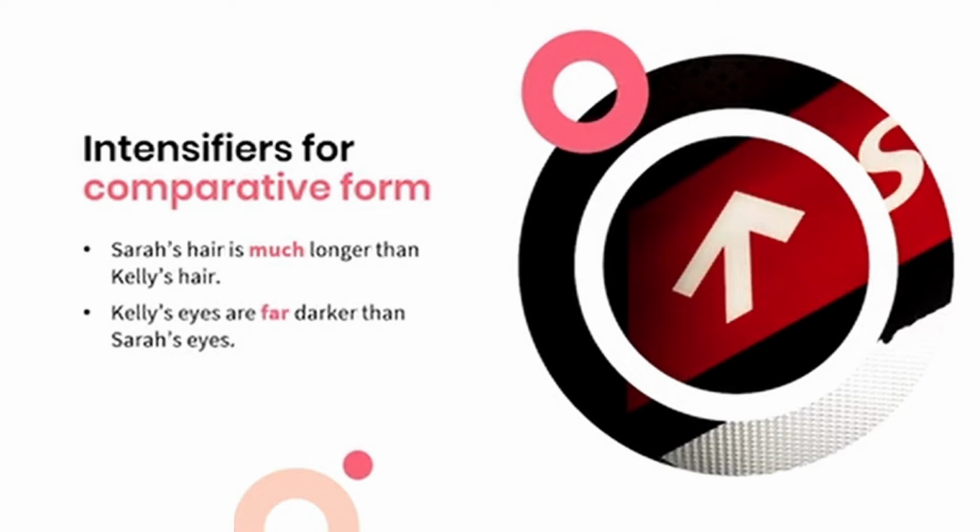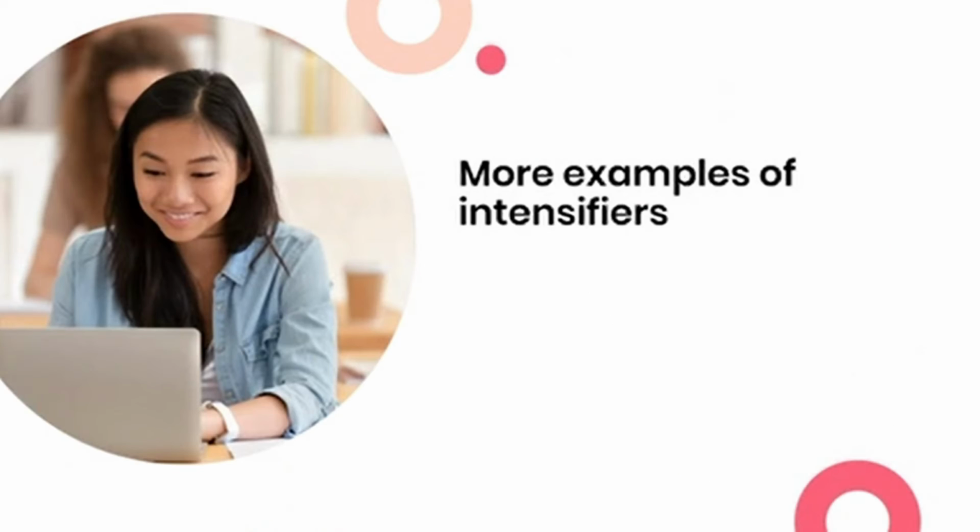Kelly's eyes are far darker than Sarah's eyes. Again, the intensifier far shows that there is a huge difference between Sarah and Kelly's eyes. Kelly is way paler than Sarah. Same as the other intensifiers, way shows that the difference in skin tone is large. However, using way as an intensifier is rather informal, so try not to use it in formal writing.